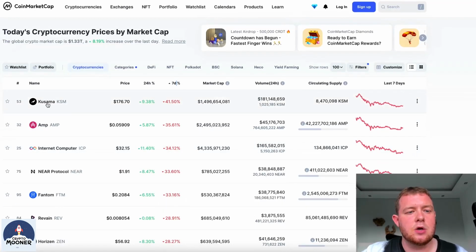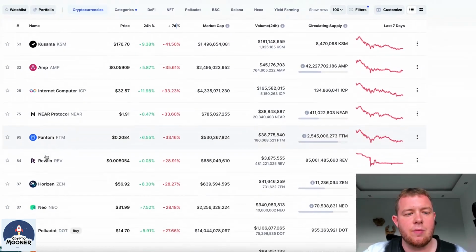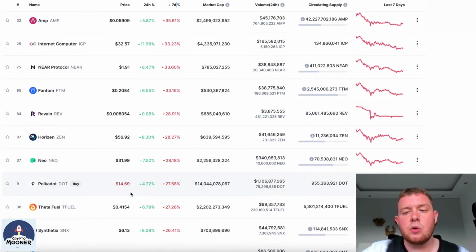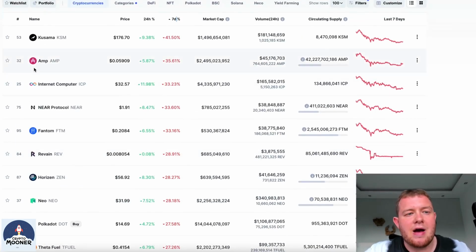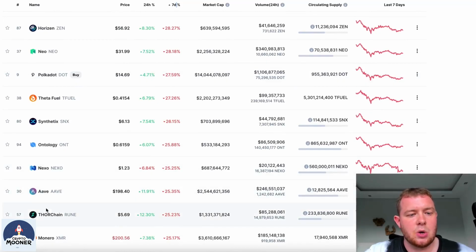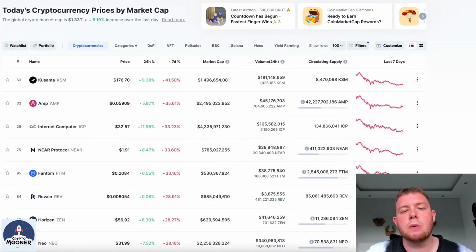Right here we can see Kusama, AMP, Internet Computer, Near Protocol, Phantom, Ravencoin, Horizen, Neo, Polkadot as well. And some of these coins are even really good, like Polkadot is ranked number 9. We have Neo, we have AMP here, we have Kusama. All these coins are great coins. Ontology, Nexo, Aave, THORChain, all these coins are great coins. It's not like we're trying to trade shit coins or anything like that. These are all coins with a huge market cap, which we can see right here.